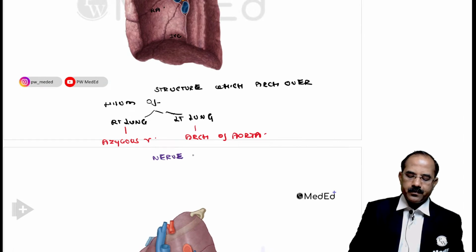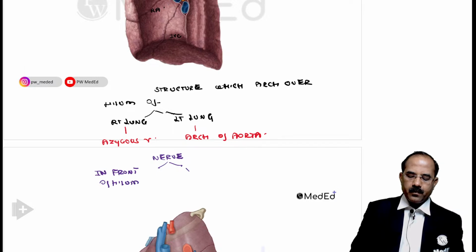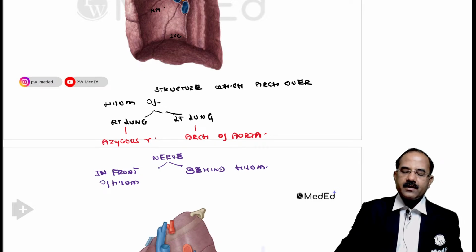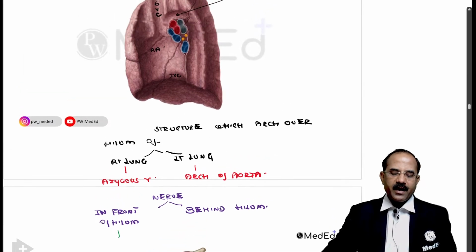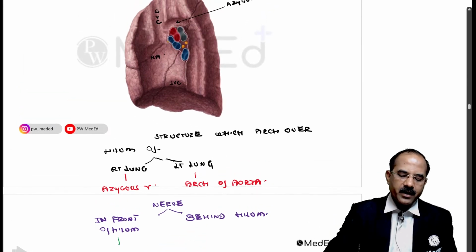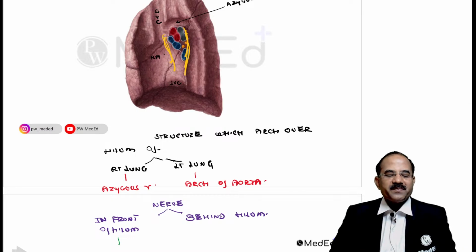Nerve in front of the hilum, behind the hilum. Hello students, if you can answer this. Nerve in front of the hilum. Any guesses? There is a nerve in front of the hilum, and behind the hilum there is a nerve. Can anyone tell me what are these two nerves? Come on students, you can answer this.